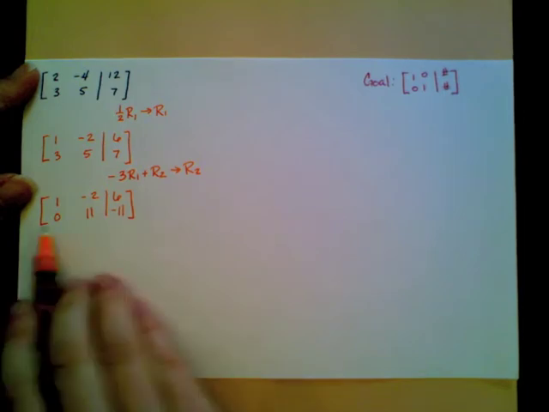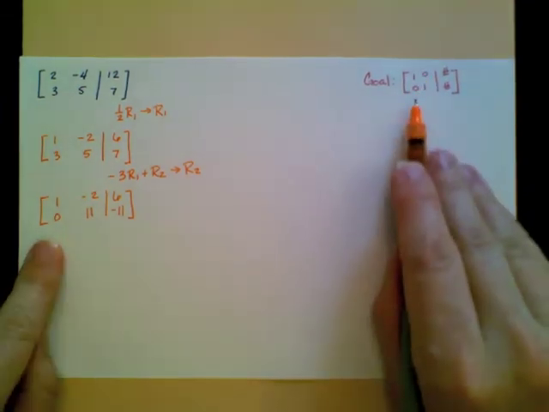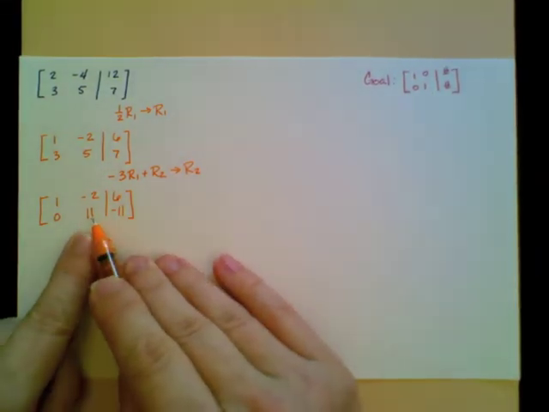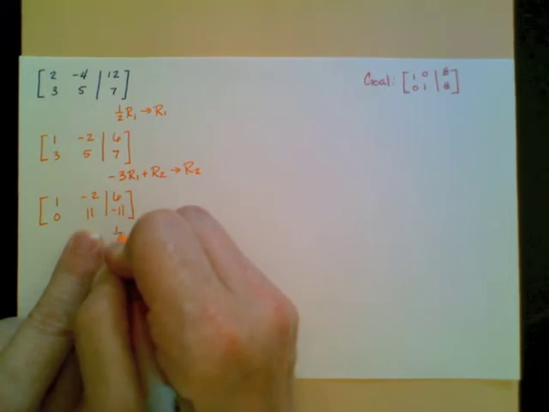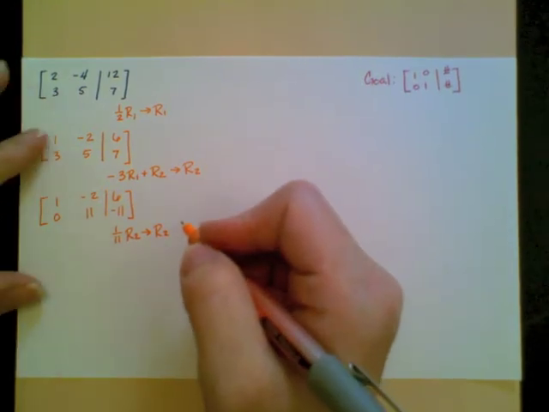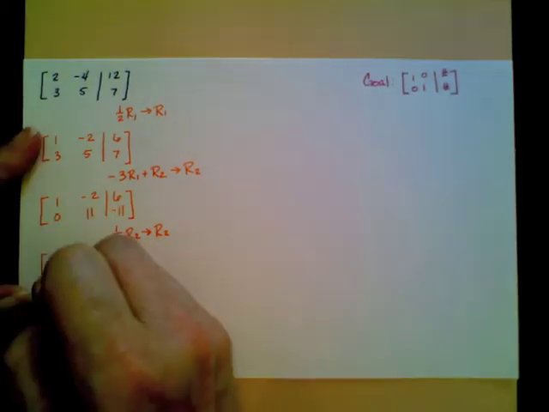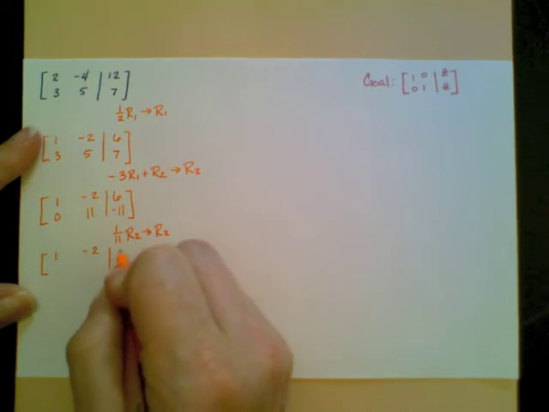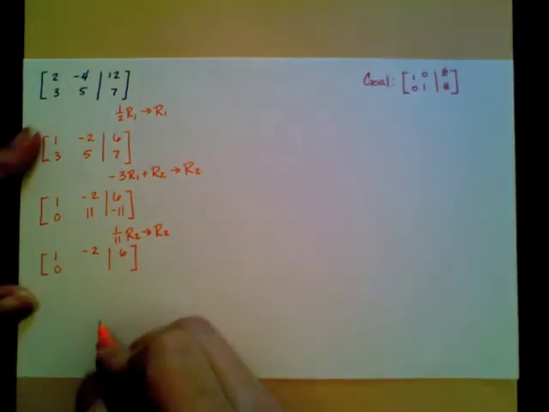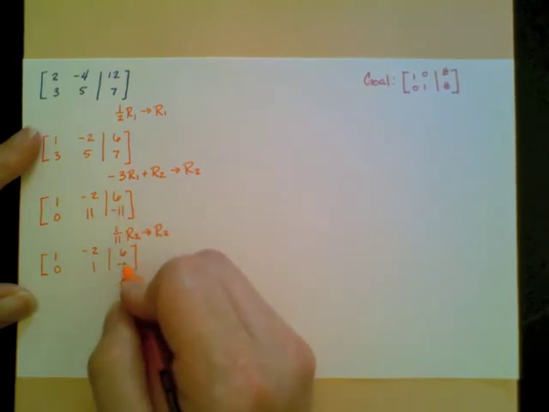All right, so now my first column is perfect. So I'm going to move on to my second column. I want to get the 1. There needs to be a 1 right where this 11 is. So 1/11 times row 2, store that in row 2. I'm going to just recopy row 1 because that's not going to change. And then 1/11 times 0 is 0. 1/11 times 11 is 1. And 1/11 times -11 is -1.